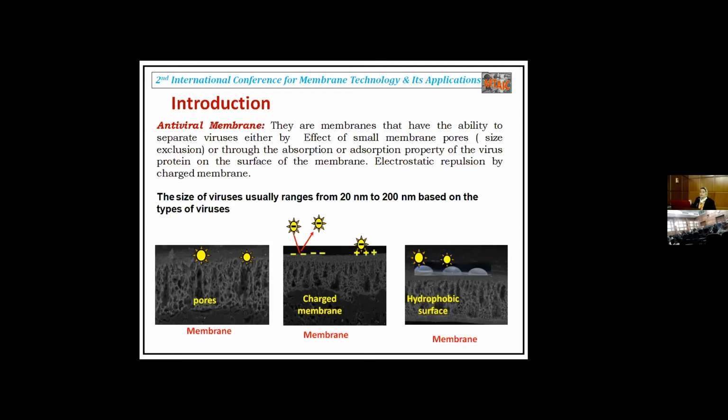Also, the hydrophobic surface of the membrane can prevent the viruses from passing through the membrane. Hydrophobic membranes means the surface cannot pass the water, it just passes the water vapor below.